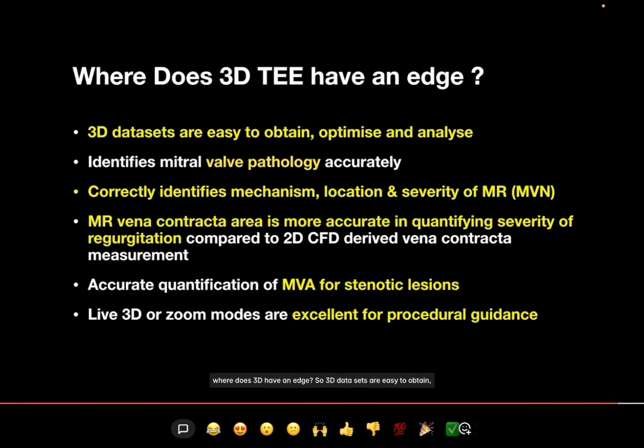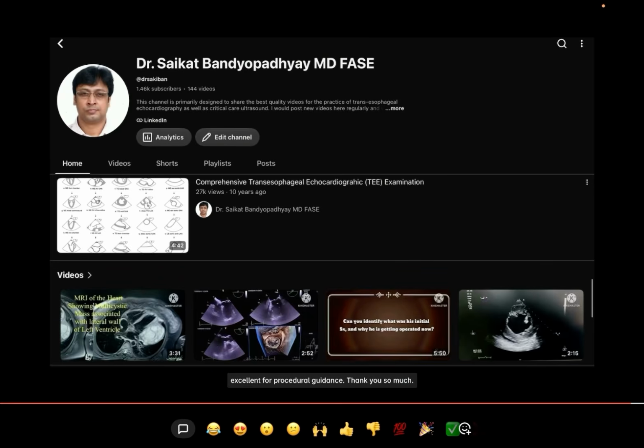3D datasets are easy to obtain, optimize, and analyze, and it identifies mitral valve pathology accurately, correctly identifying the mechanism, location, and severity of MR. MR vena contracta area is more accurate in quantifying severity of regurgitation compared to 2D. Accurate quantification of MVA for stenotic lesions is possible with 3D, and it's a gold standard. Live 3D or zoom modes are excellent for procedural guidance.